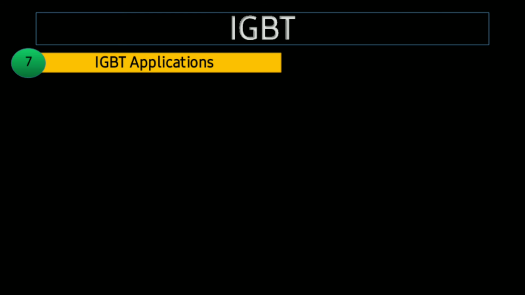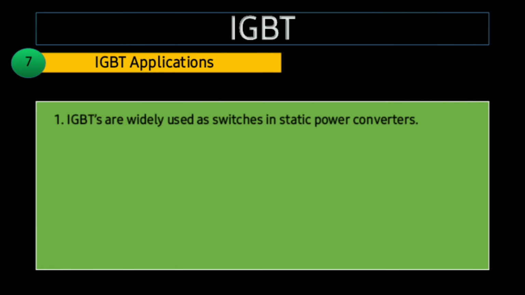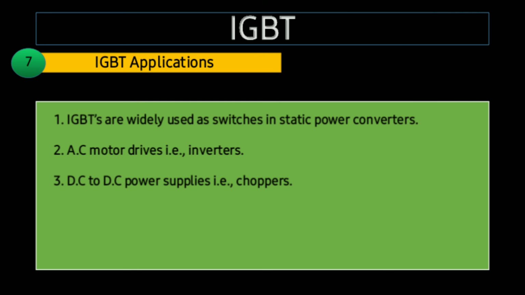Next we shall see the IGBT applications. IGBTs are widely used in switching, static power converters, AC motor drives, that is inverters, DC to DC power supplies, that is choppers, UPS systems, and solid state relays.